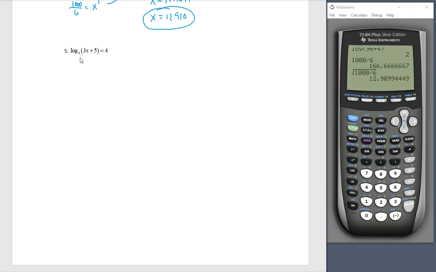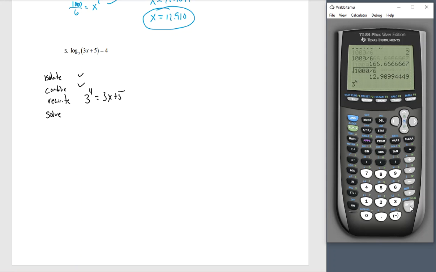Last example of this type. It's the only one that has a different base. All right, so we isolate. Already done. We combine. Already done. We rewrite. The base of the logarithm is 3. The log equals the exponent, so 4 is the exponent that I put on 3 in order to get 3x plus 5. And finally, I solve. So 3 to the power of 4, I'm pretty sure that's 81, but let's check it out. Just make sure you're with me here.